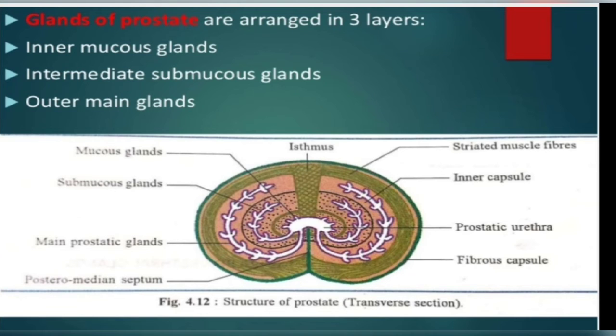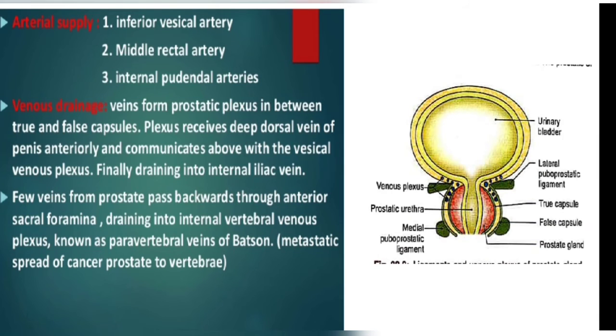Glands of the prostate are arranged in three layers: inner mucous, intermediate submucous and outer main gland. So, in this diagram, this is the centermost mucous gland, these are the submucous glands, and around the periphery these are the main prostatic glands, and this is the posteromedian septum. These are striated muscle fibers, and this is the prostatic urethra, and this is the outermost fibrous capsule.